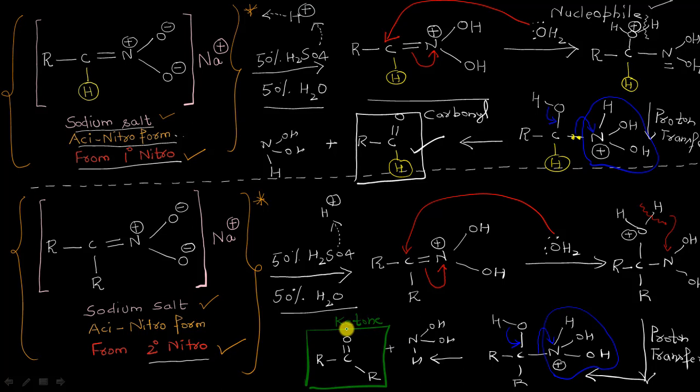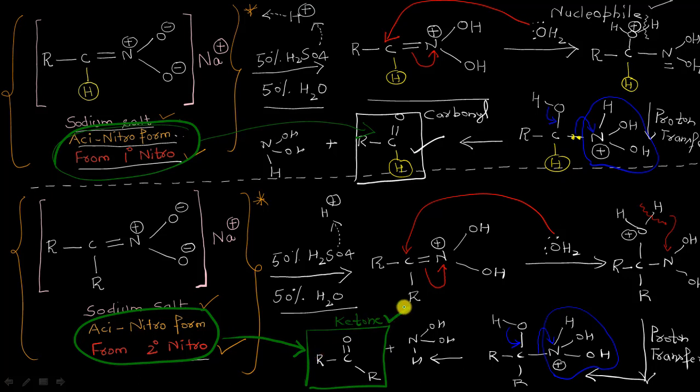So this is all about the Nef reaction. Starting from the acyl nitro form here, what we get is an aldehyde molecule, and starting from the acyl nitro form of the secondary nitro compound, what we get is once again a carbonyl compound, but this time a ketone molecule.